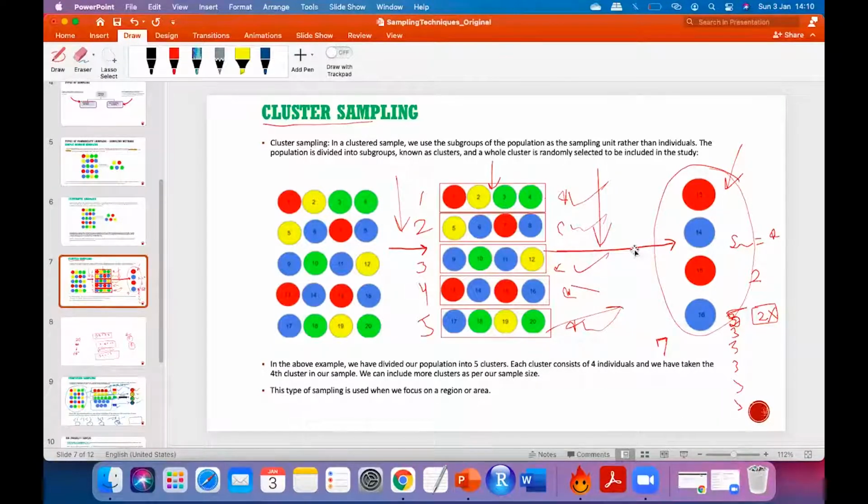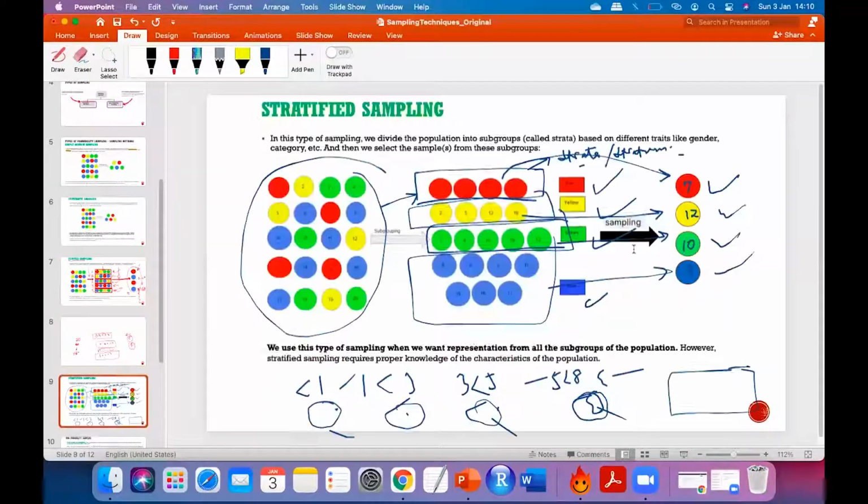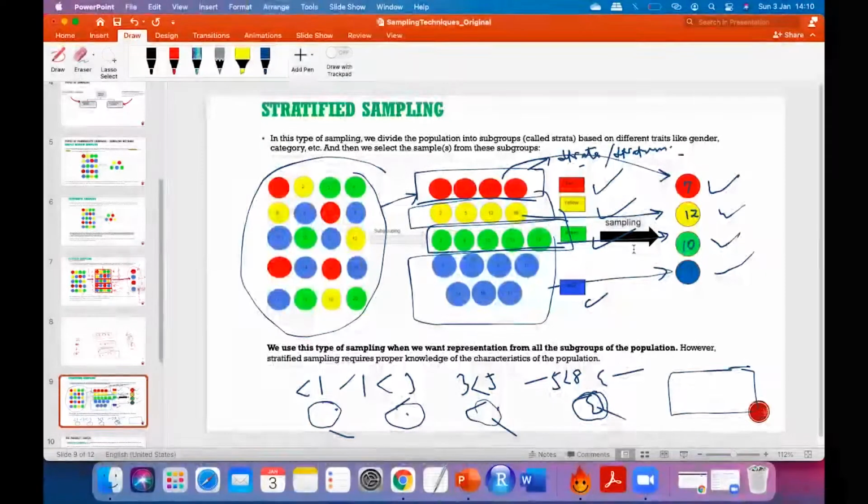Correct? Correct. So these are some of the differences that after this you would be able to tell. Is it clear? Yes. Yeah, clear.